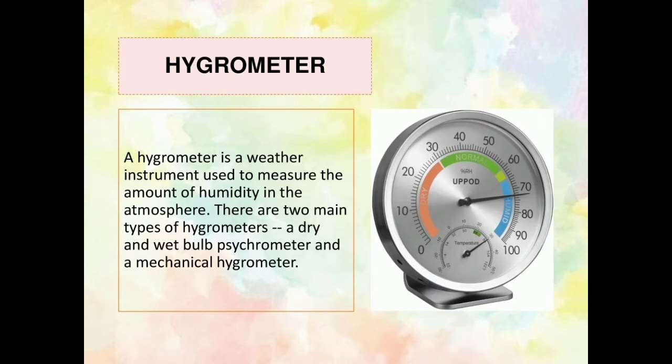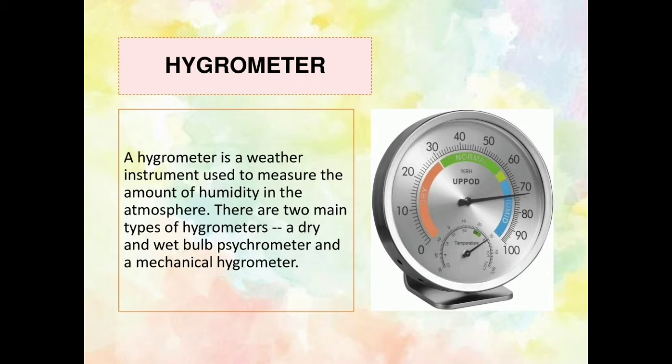You're right, this weather instrument is called hygrometer. A hygrometer is a weather instrument used to measure the amount of humidity in the atmosphere. There are two main types of hygrometers: a dry and wet bulb psychrometer, and a mechanical hygrometer. Wet and dry bulb psychrometers are the most simple and common way of measuring humidity.